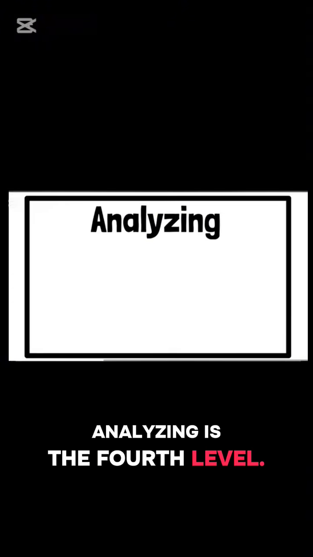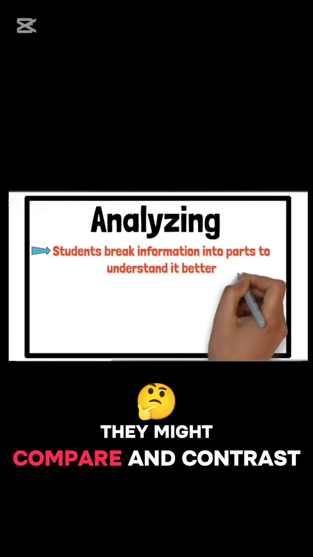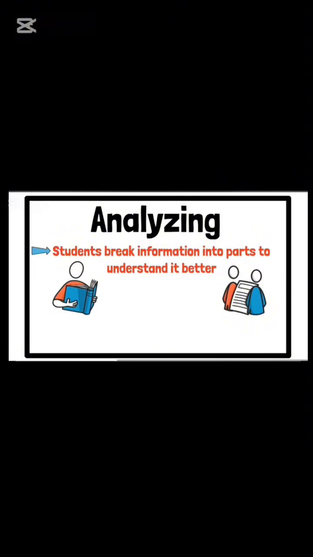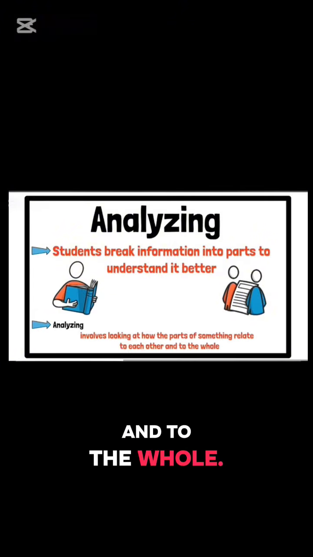Analyzing is the fourth level. Students break information into parts to understand it better. They might compare and contrast two theories or examine the motives of characters in a novel. Analyzing involves looking at how the parts of something relate to each other and to the whole.